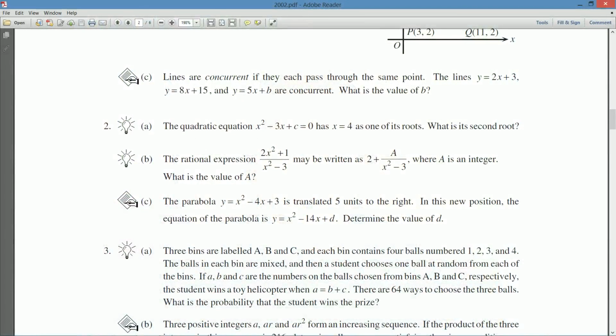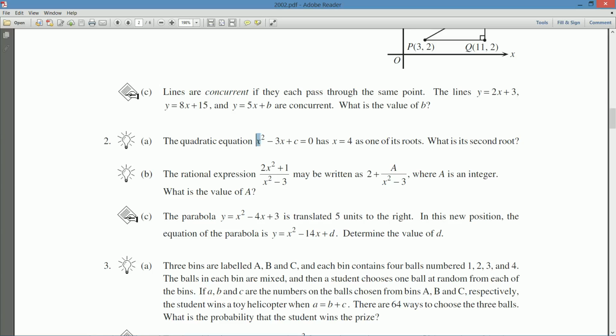Question 2 is a 3-parter. It's got 2 light bulbs and then a written part. What have we got going on here? A, the quadratic equation x squared minus 3x plus 4 equals 0 has x equals 4 as one of its roots. So what does it mean to be a root? If I plug in x equals 4, then this equation should be satisfied. It should equal 0. And we're asked, what is the second root?